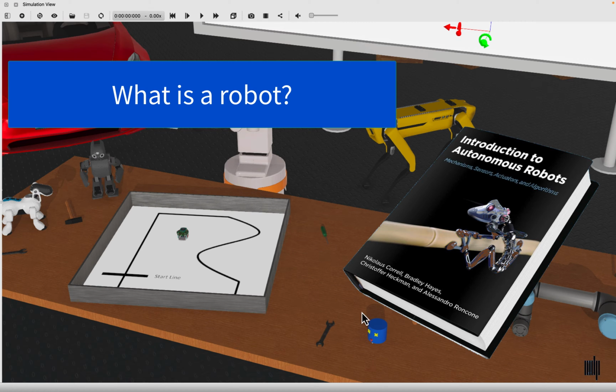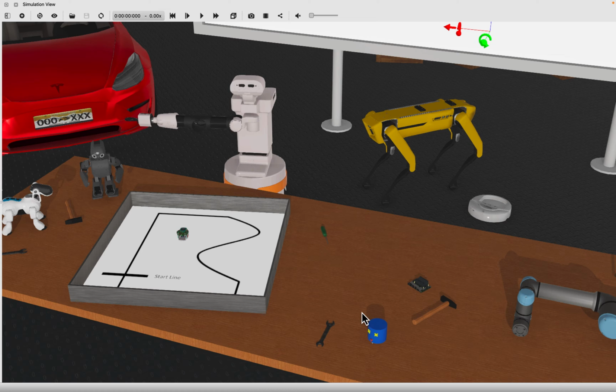What is a robot? When you look around in the Webots simulation of this class, you will see a couple of robots, some of which are more obvious robots than others.